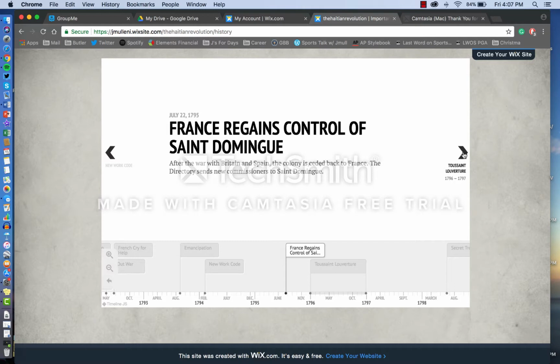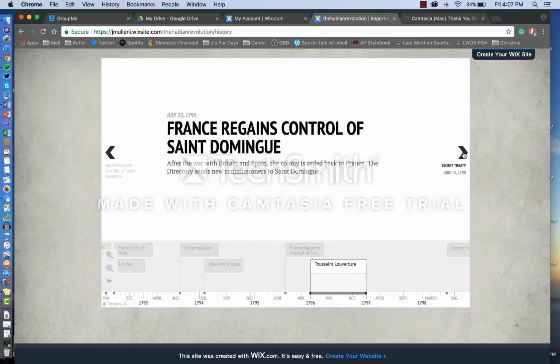So after the war, in July of 1795, France really regains control of Saint Domingue. The colony is back under French control. The French aren't worrying about it as much, and so new commissioners are sent to Saint Domingue.